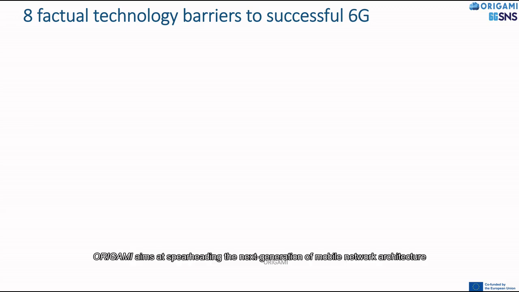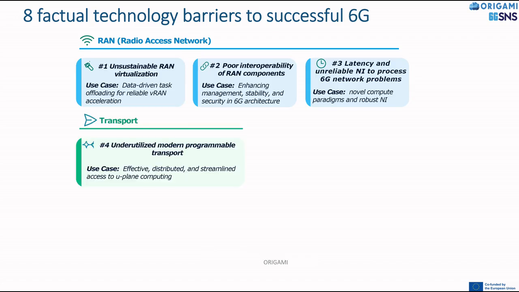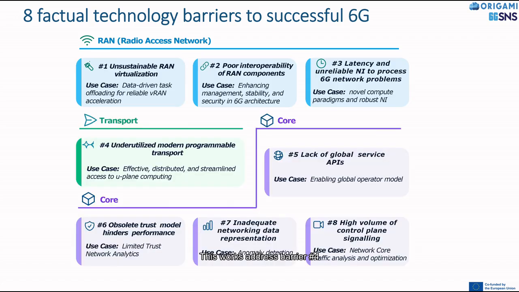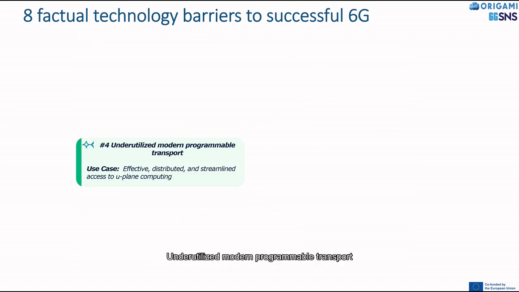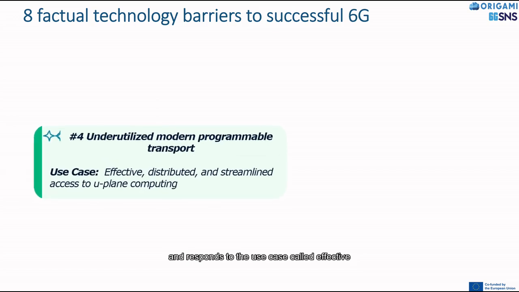Origami aims at spearheading the next generation of mobile network architecture, overcoming 8 factual barriers to ensure a successful 6G future on radio access networks, transport, and core levels. This work addresses barrier number 4, underutilized modern programmable transport, and responds to the use case called effective, distributed, and streamlined access to user plane computing capabilities.